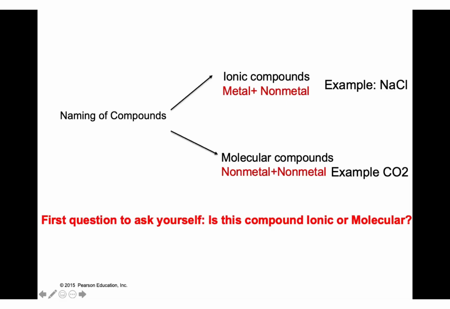So there are two types, as I said. One are ionic compounds. Ionic compounds are metal plus non-metal, and molecular compounds are non-metal plus non-metal. An example of the ionic is NaCl. An example of molecular compounds is CO2. So let's go to the periodic table.